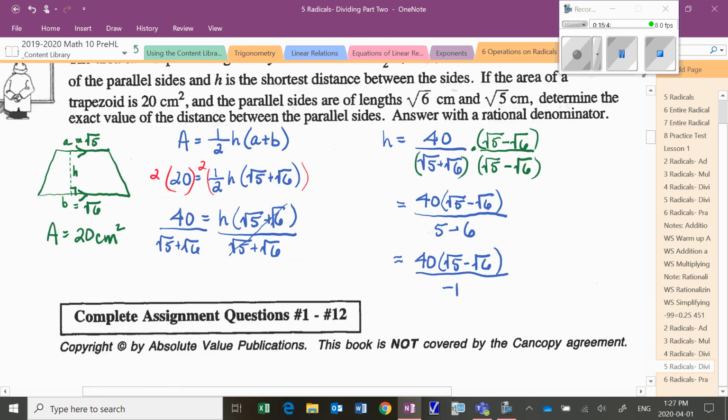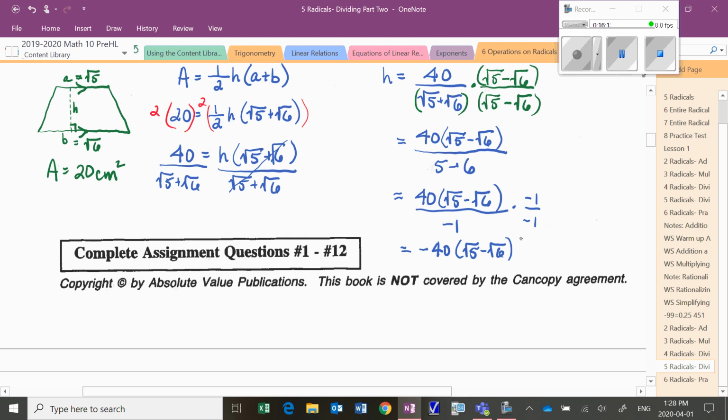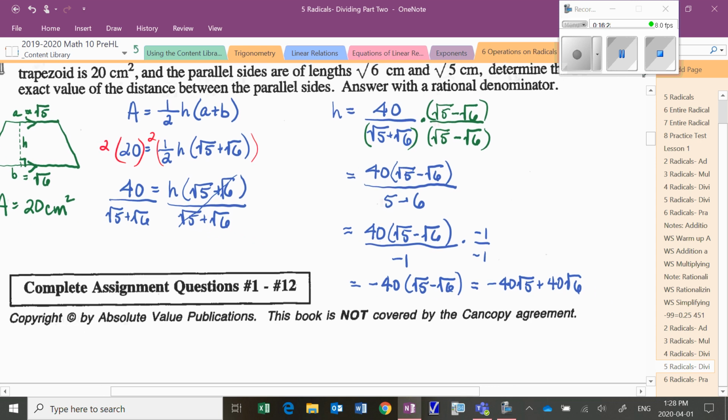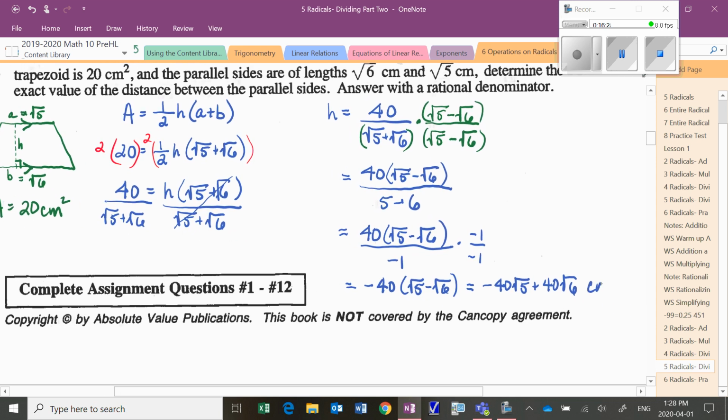Ideally, I don't want to leave that negative in the denominator, so if we quickly multiply top and bottom by negative 1, it's the same thing, multiplying by 1, which doesn't change the value. Now I have a denominator of 1, which is great, and I've got negative 40 times (root 5 minus root 6) in the numerator. I would totally accept that. Other people might instead want to write negative 40 root 5 plus 40 root 6, and that would be acceptable as well. Because this has units on it and the height is in centimeters, it would be appropriate to indicate that that is our height. Awesome.